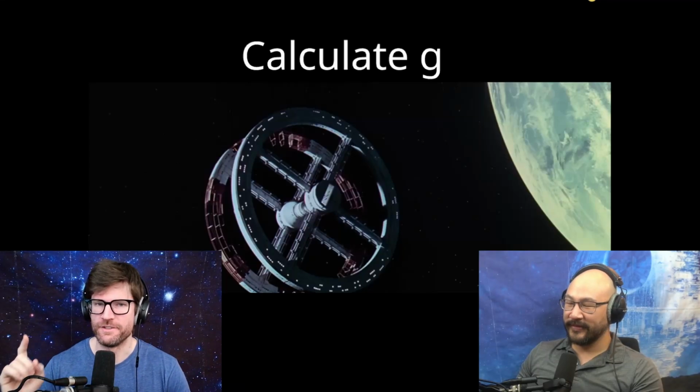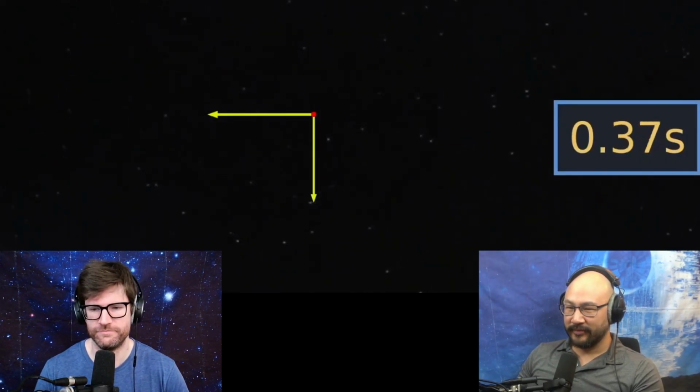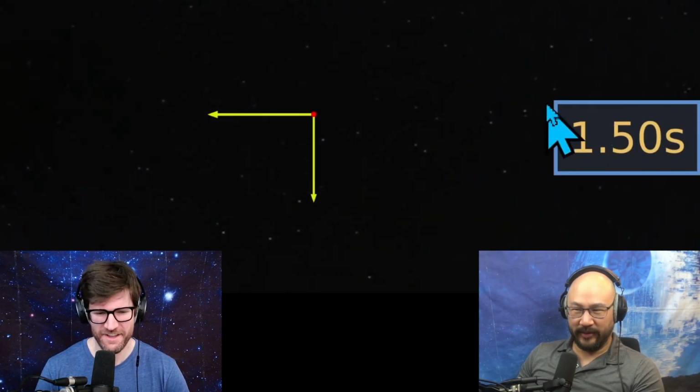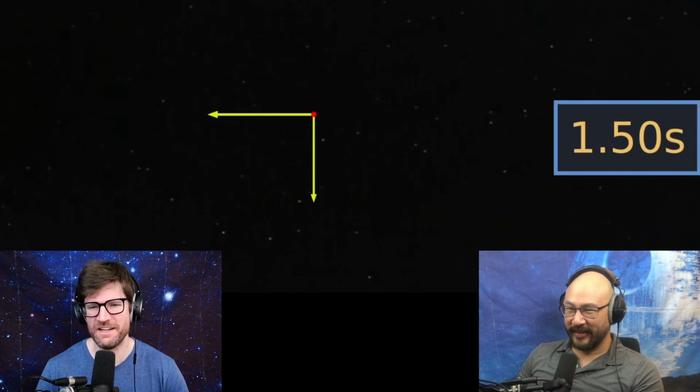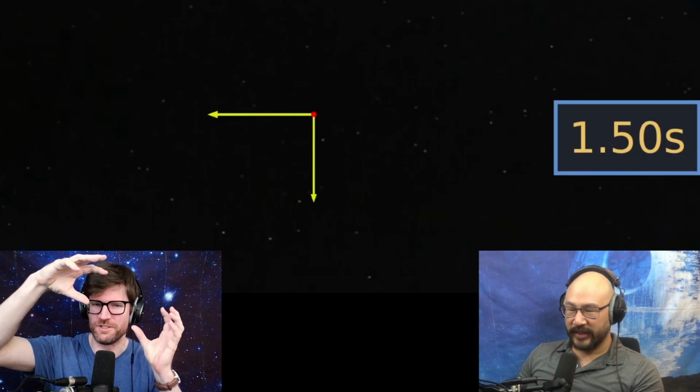Let's calculate gravity on this spinning space station. Okay, first off, what are we looking at here? So the space station is spinning. This is a particular shot where we're sitting on the space station watching the stars rotate.